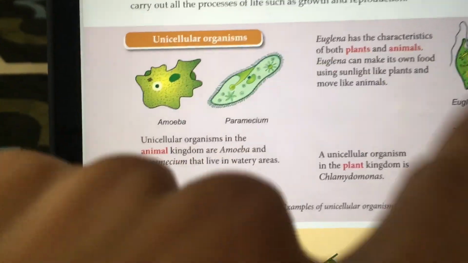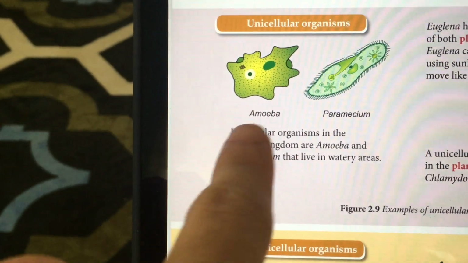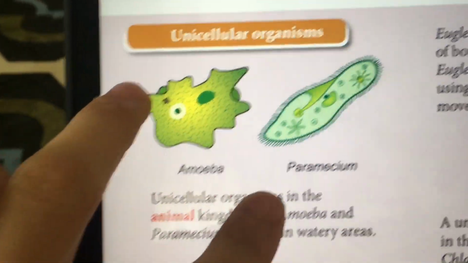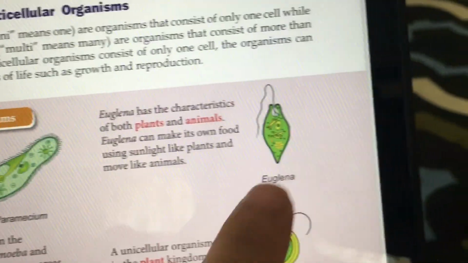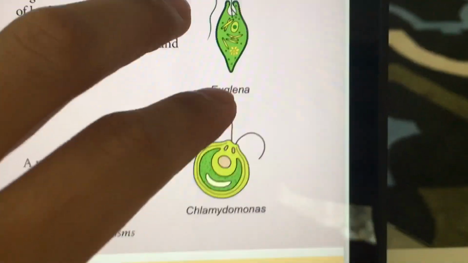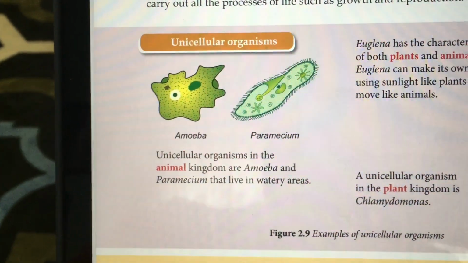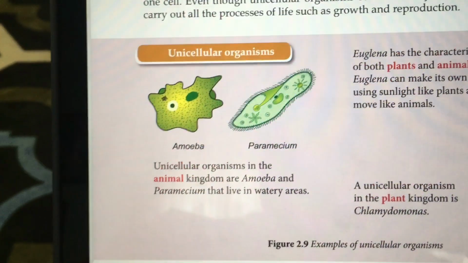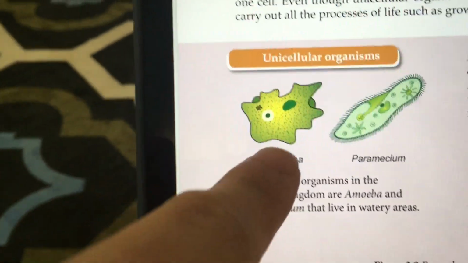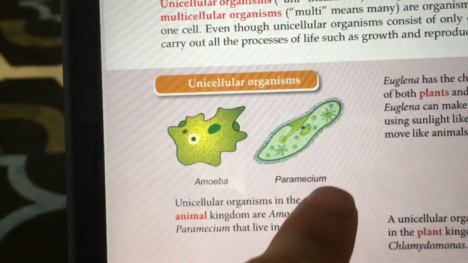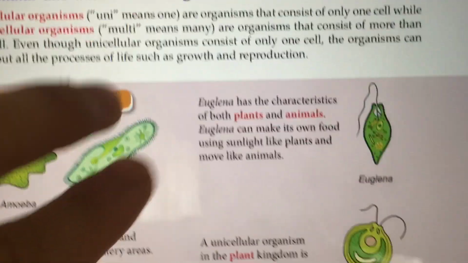Alright, now the colors that you see here, some of them are incorrect. Like these ones, amoeba and paramecium, they're not actually green. They're actually colorless. These two are green, so euglena is green, chlamydomonas is green. Amoeba and paramecium are very popular examples of animal unicellular organisms. Their shape, this one is irregular, this one has cilia. Yang ada rambut-rambut ni kita panggil dia cilia.